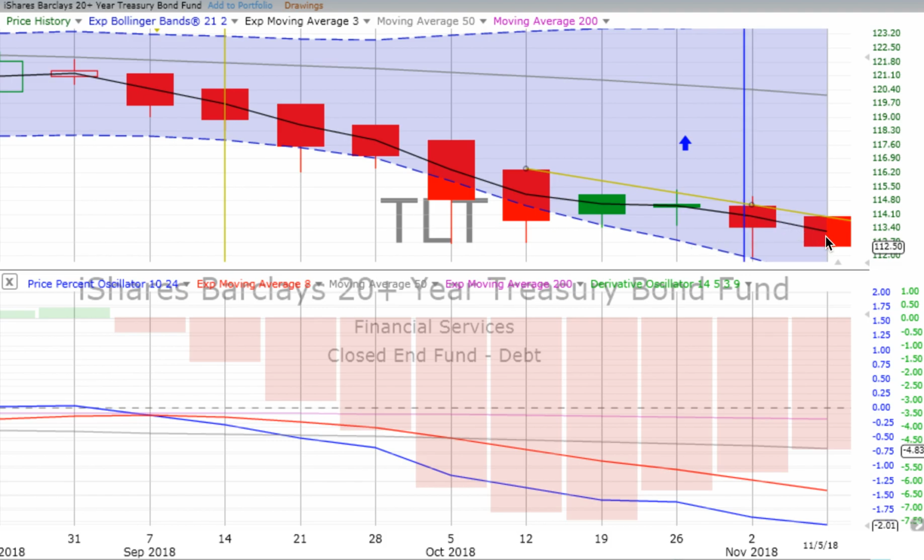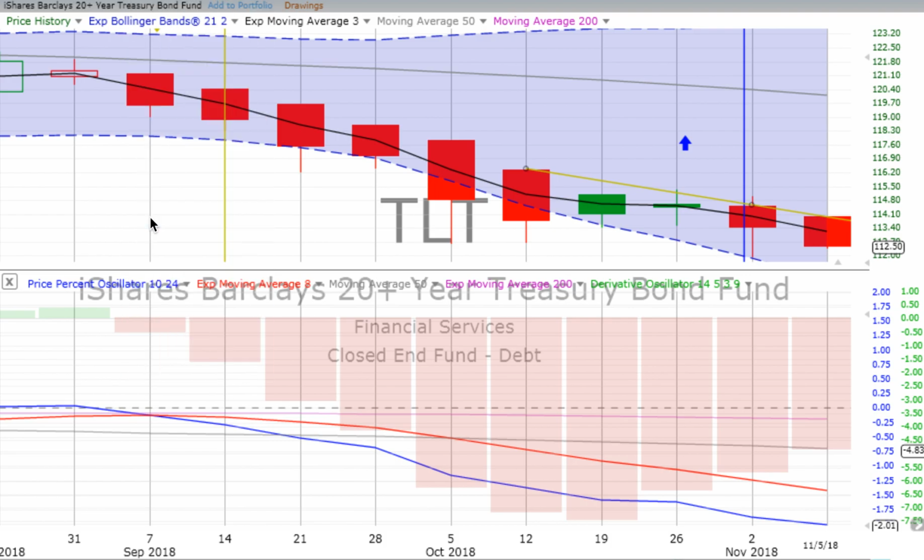We can see that Heikin Ashi candlestick forming a strong down move for the day, even though, again, we see that it was up for the day, 0.38%. The Heikin Ashi candlestick is showing average pace down. We see the derivative oscillator losing downward momentum. Price percent oscillator, however, is heading down.